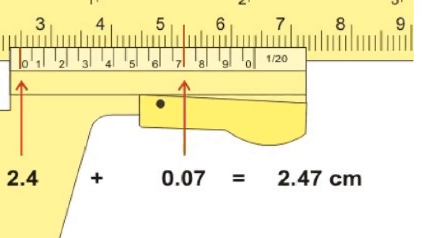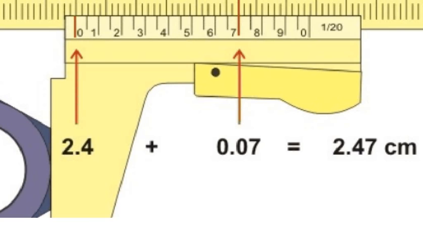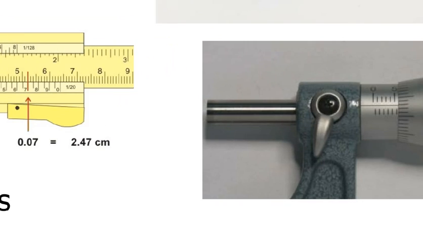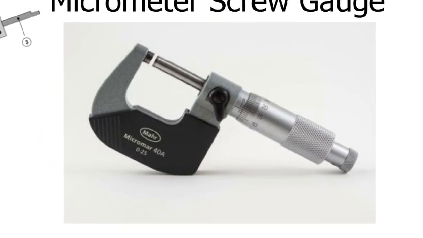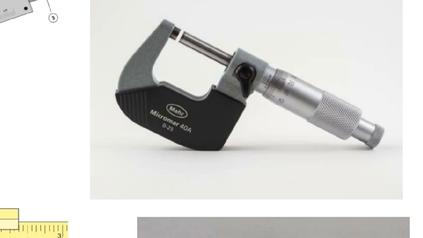So 2.4 right here plus 0.07 there gives 2.47 centimeters. And now we're going to look at a similar device called a micrometer screw gauge. This is what it looks like here. It's got teeth. You put the thing you're measuring in between those teeth. This is the barrel that you twist, and this is called a clutch, which prevents you from damaging the device.